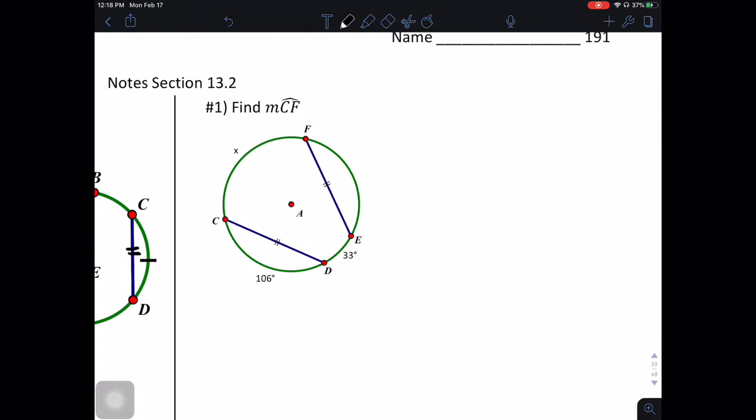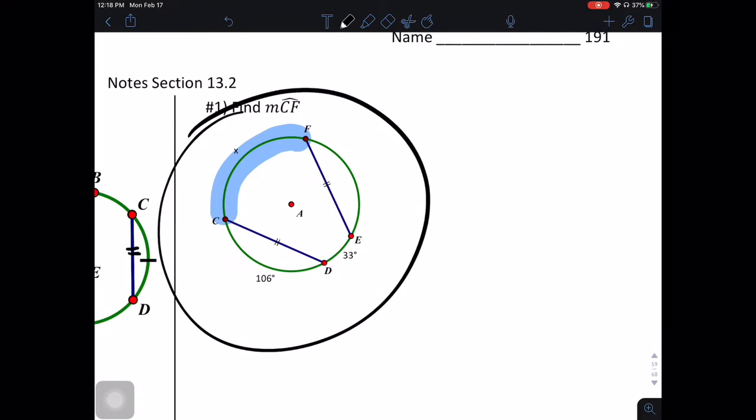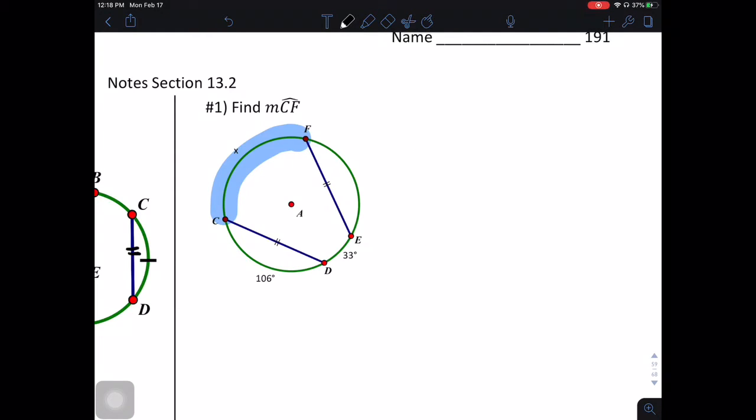Find the measure of arc CF. That's this fellow right here. Remember that if we go all the way around the circle, that's 360 degrees. Recall also the theorem that we just had, which would be the first theorem. Two chords are congruent if and only if their corresponding arcs are congruent. So these two chords are equal, they're congruent, which means their corresponding arcs have to be the same. It's 106.